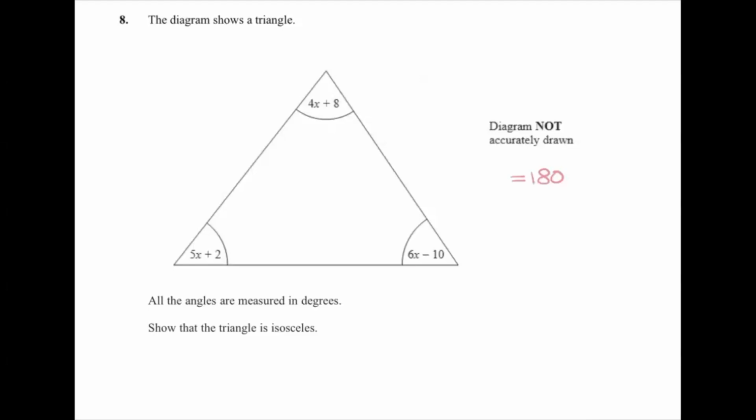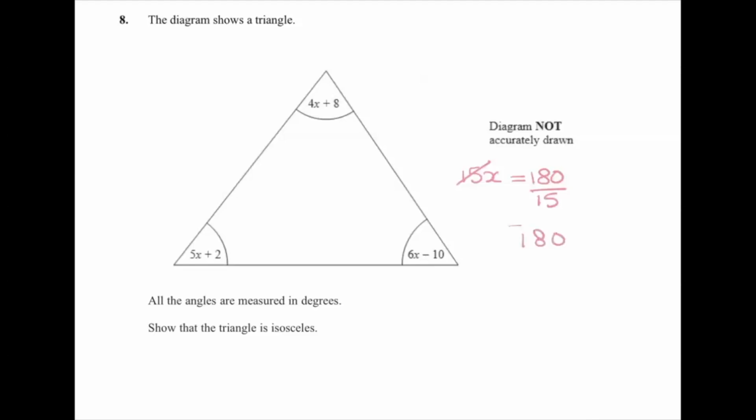So I've got 6 plus 4 plus 5 x's, which is 15x. And then I've got 2 plus 8, which is 10. Take away the 10, eliminates the numbers. So I'm just left with my 15x. So 15x is equal to 180. I need to divide through by 15 to work out what x is.